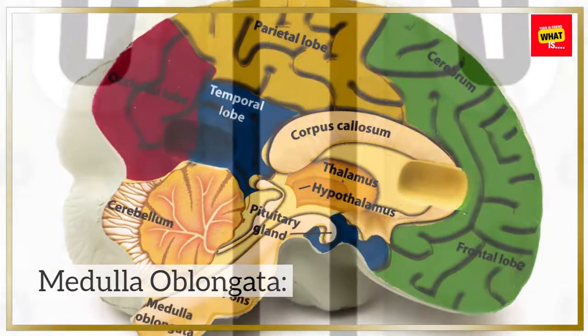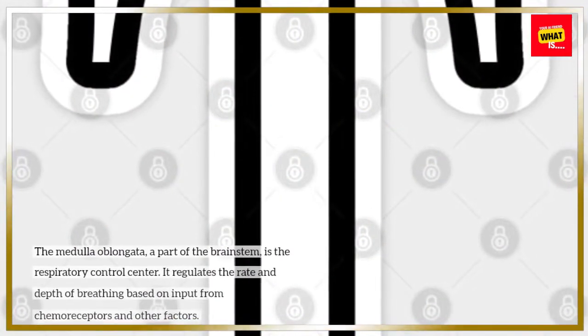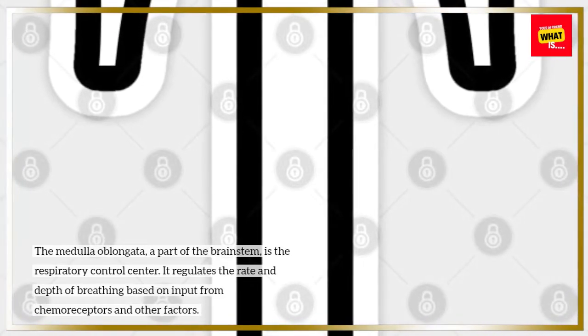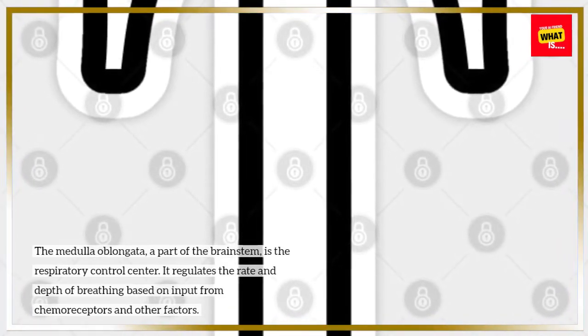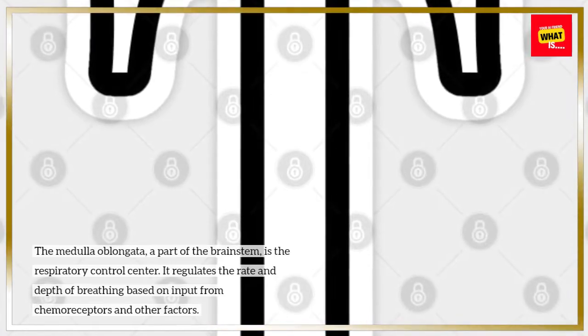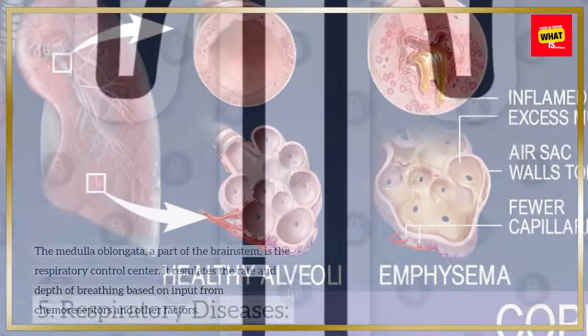Medulla oblongata. The medulla oblongata, a part of the brainstem, is the respiratory control center. It regulates the rate and depth of breathing based on input from chemoreceptors and other factors.